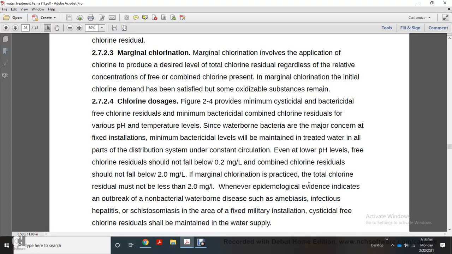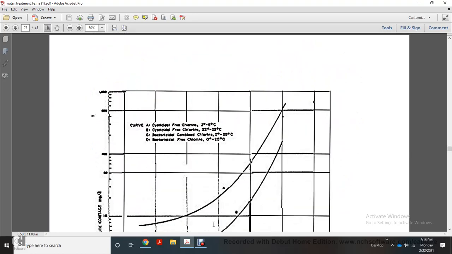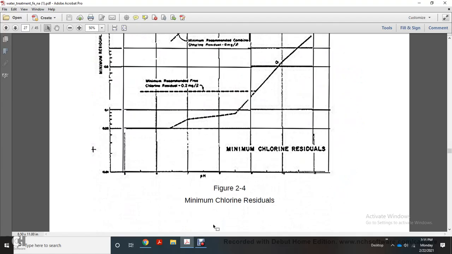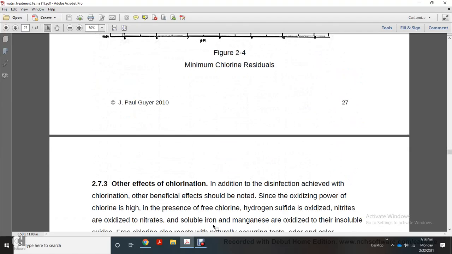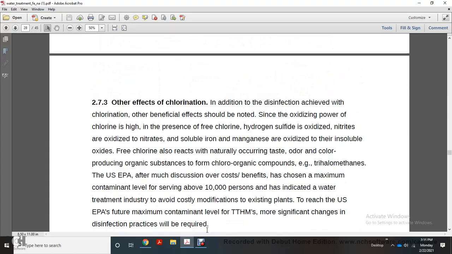Whenever epidemiological evidence indicates an outbreak of non-bacterial waterborne disease, such as infectious hepatitis or schistosomiasis, in an area of fixed military installations, a cysticidal free chlorine residual should be maintained in the water supply. And then it shows a chart of the minimum chlorine residuals.